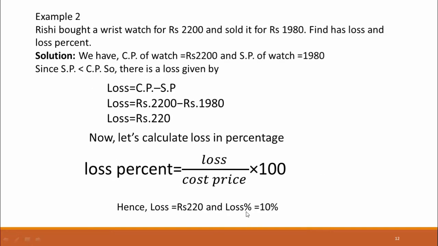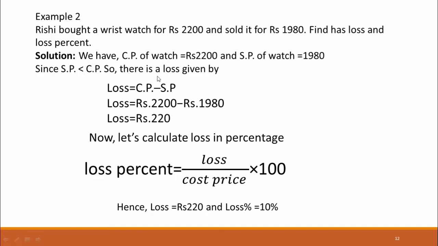Now another example to find the loss percent. Rishi bought a wrist watch for Rs 2,200 and sold it for Rs 1,980. Find his loss and loss percent. Since in this problem we have the cost price 2,200 and the selling price of the watch is 1,980. Since the selling price is less than the cost price, meaning the cost price is greater than the selling price.